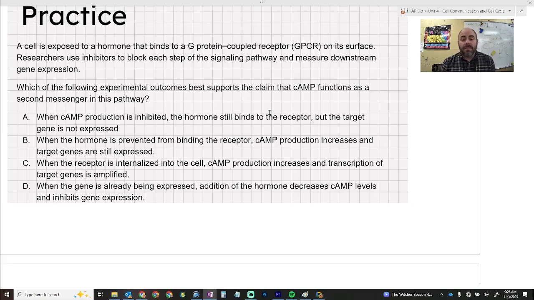We know that a secondary messenger is just a mid-pathway sort of point, right? It's a relay molecule. And so what are we looking for here? They use inhibitors to block each step, meaning if they blocked cyclic AMP, then you'd expect gene expression to be blocked as well. Let's go see if we can find that in A, B, C, D. A: When cAMP production is inhibited, the hormone still binds to the receptor, but the target gene is not expressed. Wow. Right there on A.